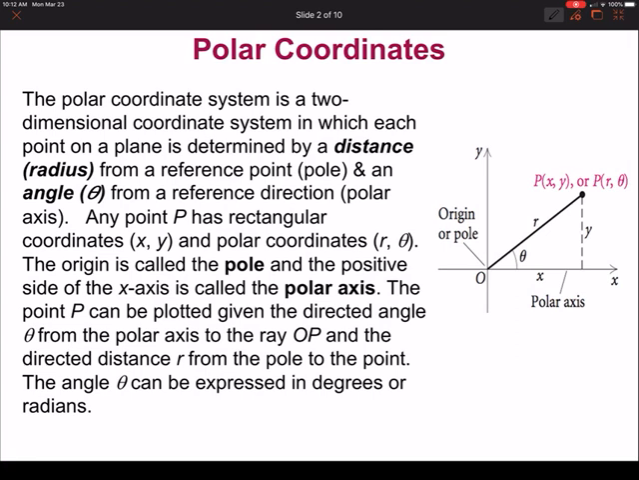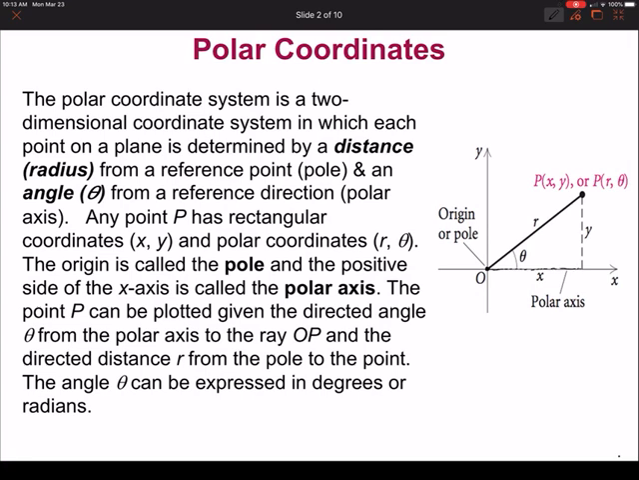Let's take a look at what we just talked about. Here's the rectangular coordinate system. Right, we've got our x and y axis. So we can take any point that has rectangular coordinates, x, y, and assign polar coordinates to them. So let's show that here. So the pole is the origin 0, 0. Now in rectangular coordinates, we would move from the origin horizontally and vertically.